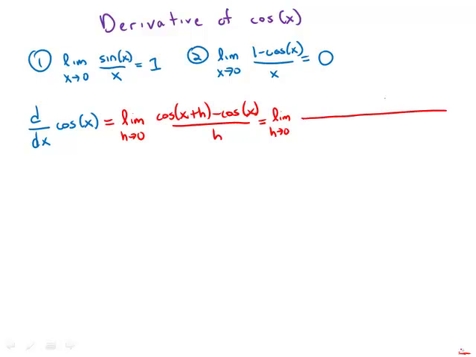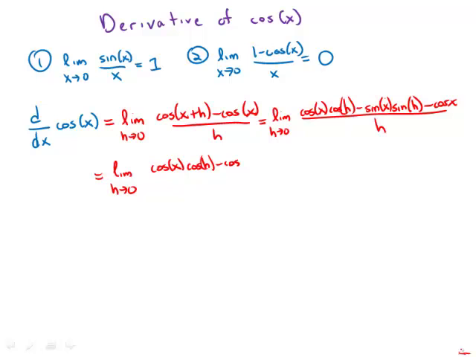Now the angle addition formula for cosine of x plus h is cosine x cosine h minus sine x sine h. Of course, this whole thing minus the cosine x, over h. Just as last time, we're going to do some grouping now. We're going to put all the cosine x parts together. So what we get is cosine x cosine h minus cosine x over h.